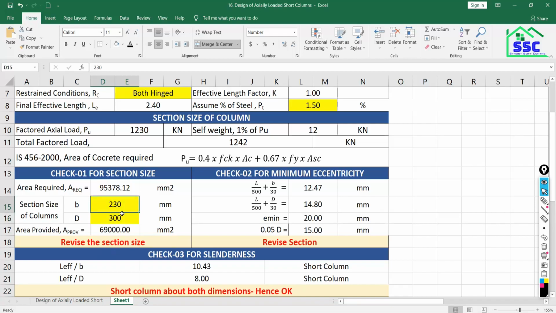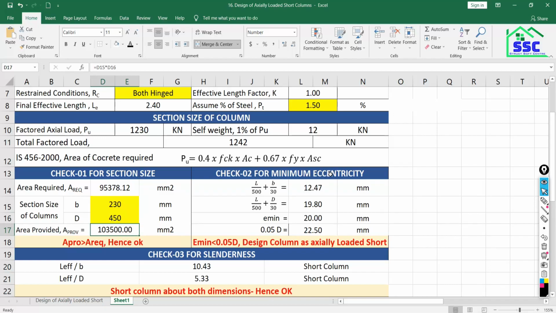So the width is fixed, 230 is fixed. Now I am going to increase the section size from 300 to 450. Just put it in. It is going to become 1 lakh 3,500, which is more than 95,000. So the area provided is more than the area required. Now it's okay, the check for the section size is okay. Now we can proceed to the next check.